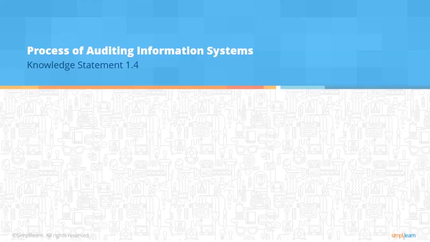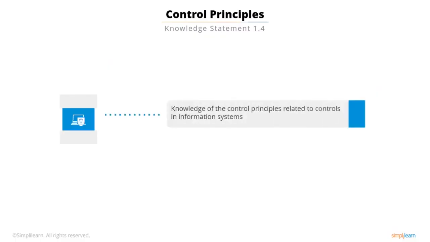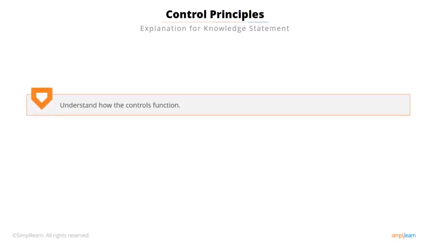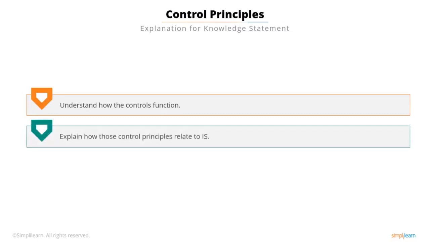CISA Knowledge Statement 1.4. Knowledge of control principles related to controls in information systems. What we're going to attempt to do under this knowledge statement is to ensure that you, the CISA candidate, understand the different types of controls and how they function, and you can explain how those control principles relate to information systems.